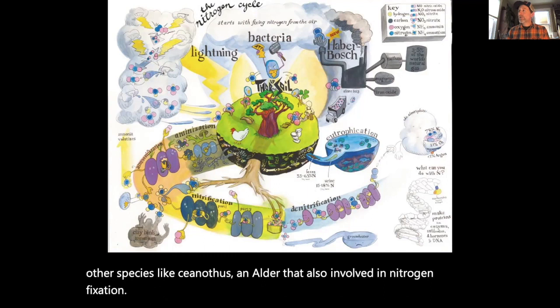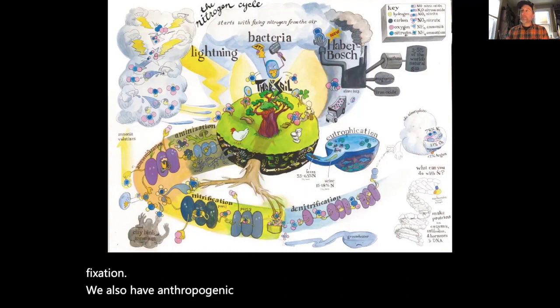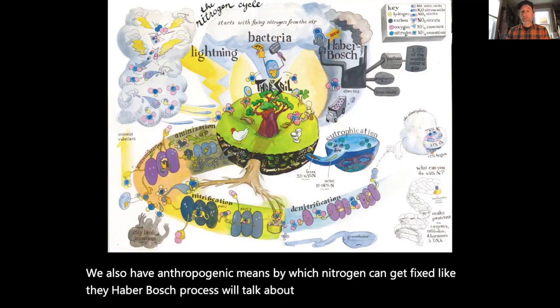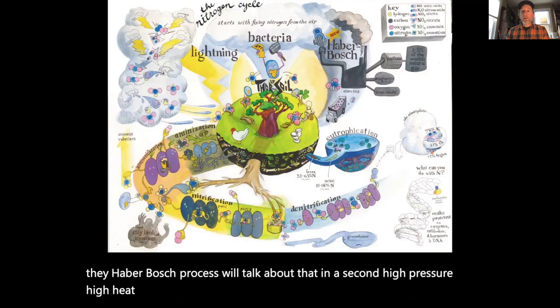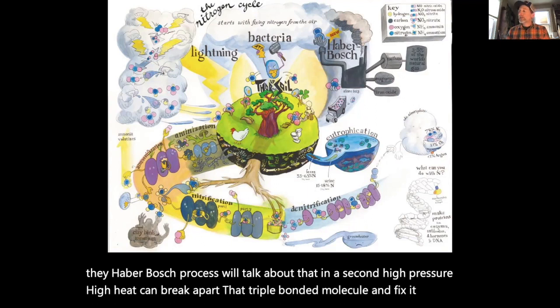We also have anthropogenic means by which nitrogen can get fixed, like the Haber-Bosch process. We'll talk about that in a second. High pressure, high heat can break apart that triple bonded molecule and fix it into inorganic forms.